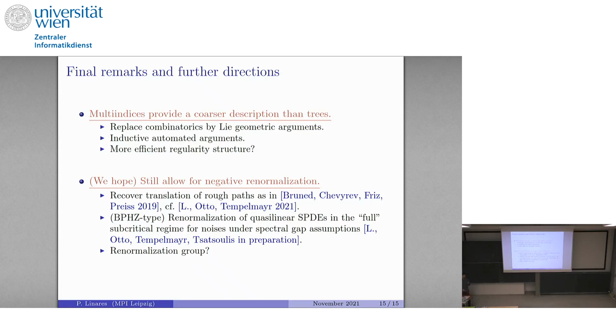And on the other hand, we are now finishing joint work with Pablo Tsatsoulis at the University of Bielefeld, where we are renormalizing the quasilinear SPDE in the full subcritical regime with some assumptions on the noise, which are spectral gap inequality assumptions. And we're doing it in a BPHZ type, so not really BPHZ, but it resembles something like that. And we can do it without going back to trees, so we can do it at the level of multi-indices. And of course, an open question is how we would build the full algebraic structure of the renormalization group to see that this fact that we can do negative renormalization is completely true. Thank you.